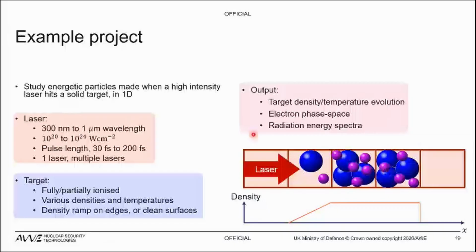For lasers, I would recommend wavelengths from 300 nanometers to 1 micron. Intensities, maybe that's a bit high, 10 to the 20 or lower, up to 10 to the 24, which is silly high. You've got pulse lengths. These are typical pulse lengths that would work quite well in a 1D code. You could fire in one laser. You could have a laser on this boundary and a laser on this boundary. Your target can be fully or partially ionized. You can run ionization routines if you're interested to see how the target ionizes with time. You can have a flat density profile, or you can have a little ramp where the density goes up from 0.